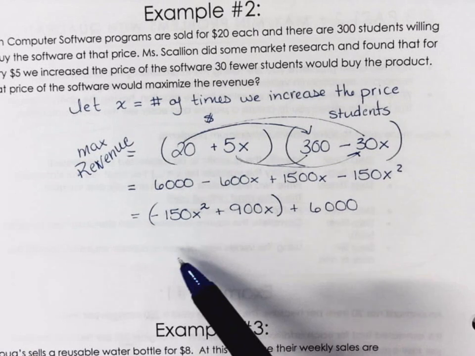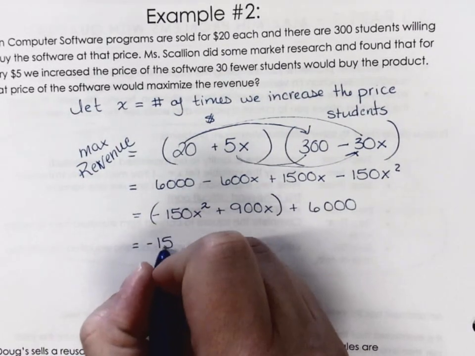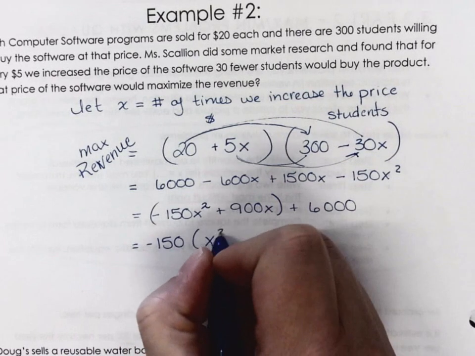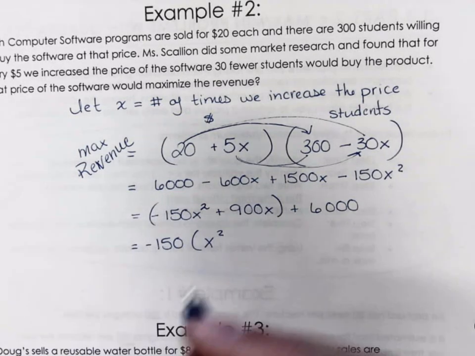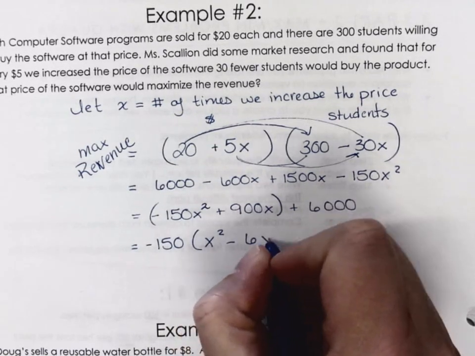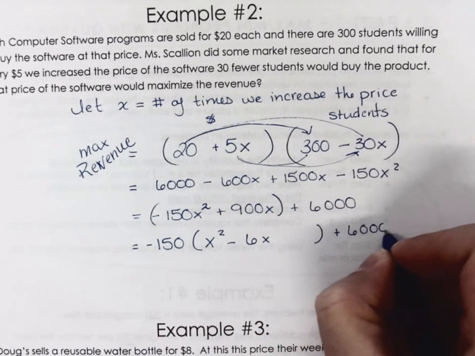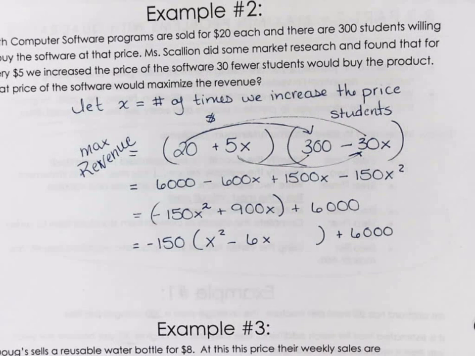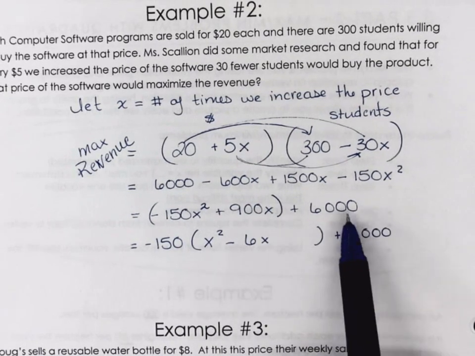So step 1, we're going to group our x's. Step 2, we're going to common factor out that negative 150. So I'm going to take 900 and I'm dividing it by negative 150. I'm going to leave some space, close my brackets, and put my 6,000 there. So that's steps 1 and 2. So I only take the 150 out of what's in the brackets. I don't touch that 6,000.